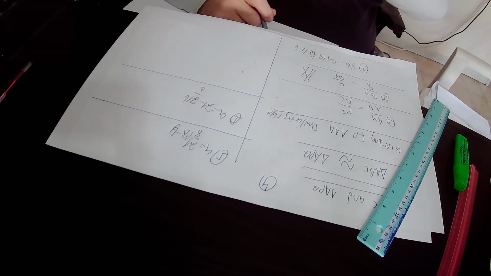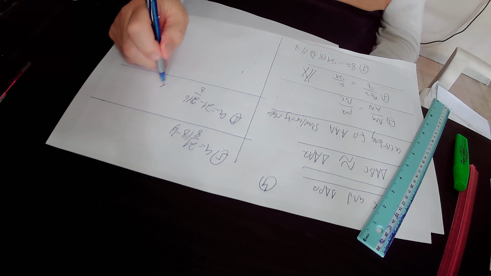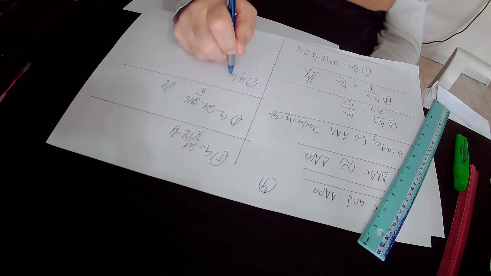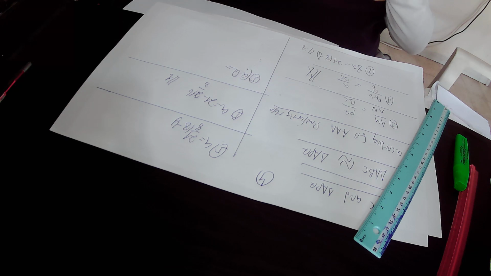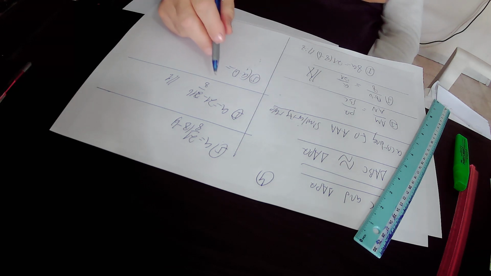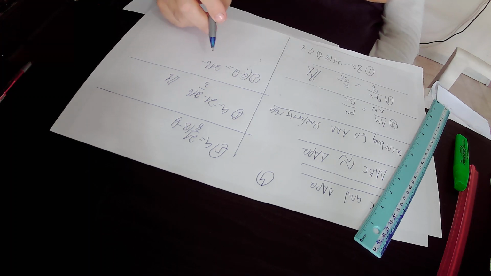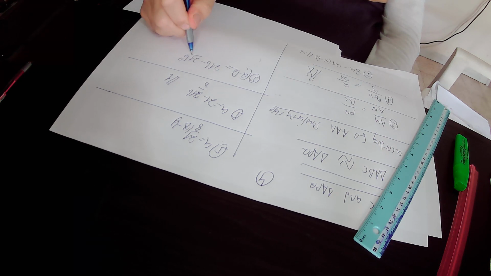In the next step, we multiply this equation 1 by B, and you get that A times B equals 21B. And here we have minus 21B over 8 times B, which equals minus 21B squared over 8.